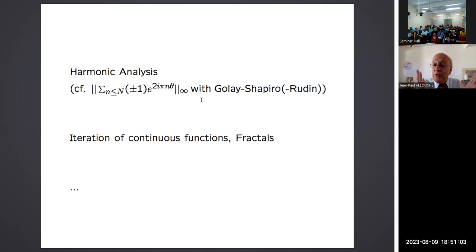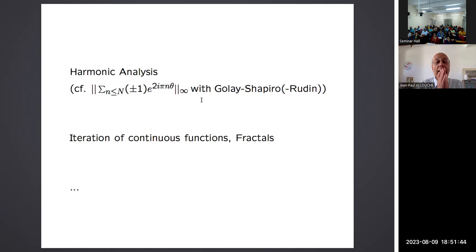What can you say on this norm? How does it behave asymptotically when capital N goes to infinity? Well, there is first a trivial upper bound, it's smaller than capital N, not difficult. There is an almost trivial, actually easy lower bound, which is root N. Why? Because you can bound it from below by the L2 norm, and the L2 norm, since the characters are orthogonal, gives you exactly root N. So between root N and N.